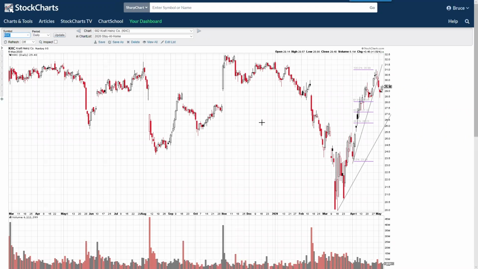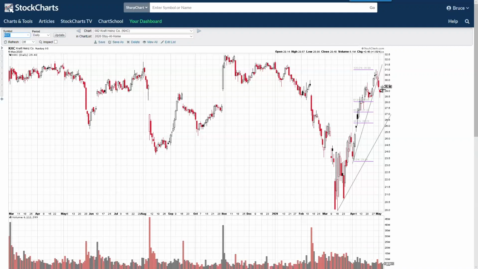Kraft Heinz. So here is a trend analysis, two trend lines that we've drawn. The steeper one is this really nice second phase advance from here upwards. 50% takes us back just above $27. So right now, $29.40 area.